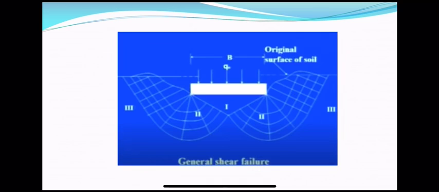Now there is a development of clear cut plastic zones, and you will find that there is a wheel type of bulging, a bulging type of failure, taking place at the ground surface. This is in the case of general shear failure. In general shear failure we can observe an elastic zone and plastic zones: the first one is the elastic zone, and the second and third are the plastic zones.